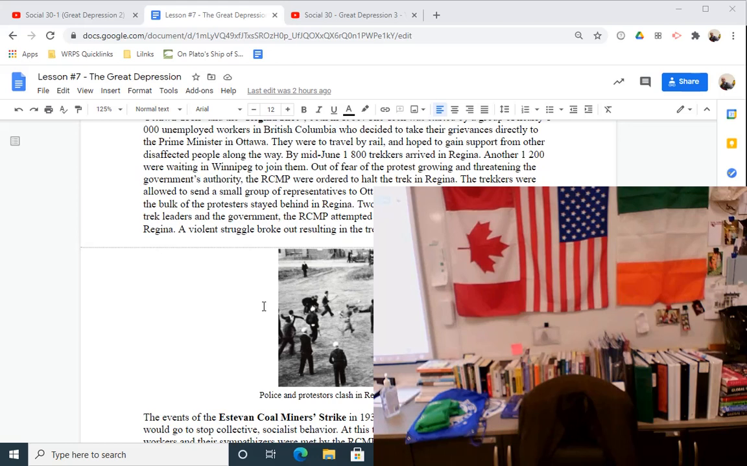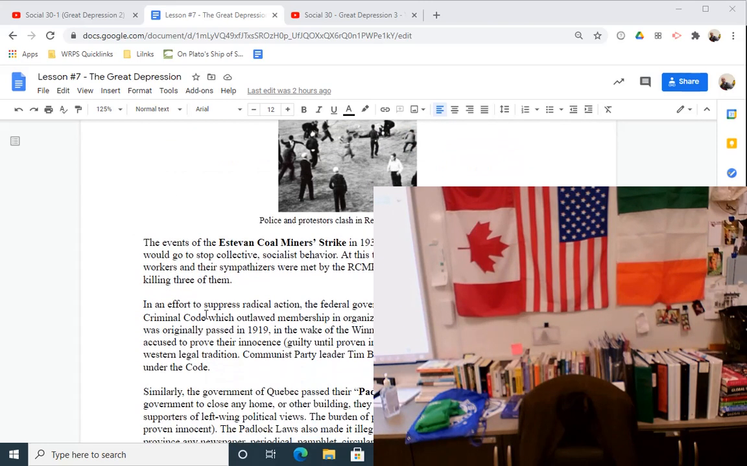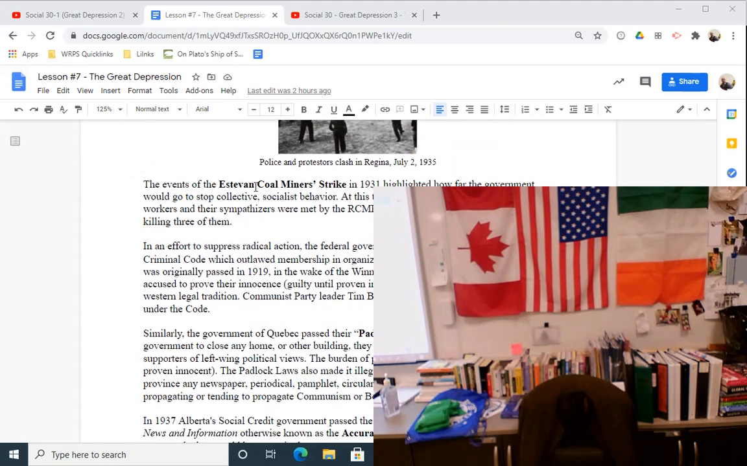Ottawa was a long ways away from British Columbia. And they'd hoped that if they could see him in person, they could take their grievances to him. We also saw a coal miner strike in Estevan, Saskatchewan. Now please keep in mind that this isn't necessarily the first major strike here in Western Canada, that even just in the wake of World War I, in 1919, there was a general strike in Winnipeg.